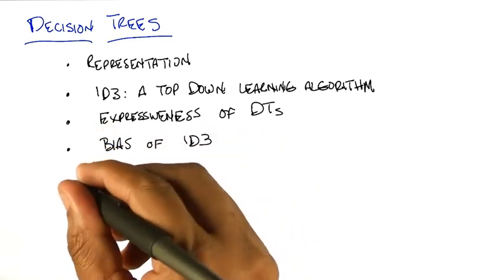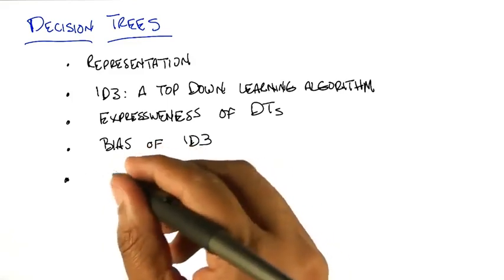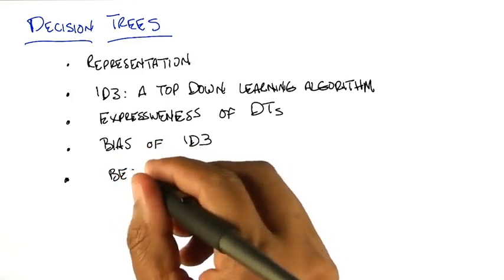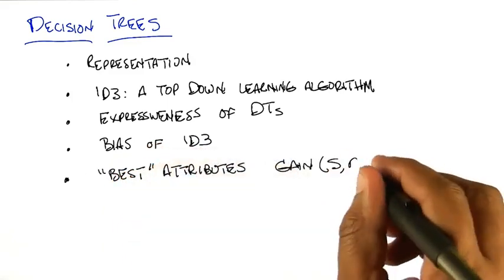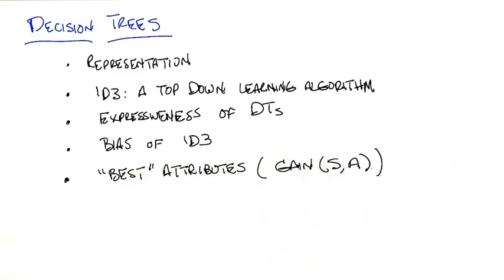Right. So we talked about, in general, what are good attributes or what are best attributes. So information gain is one way of doing it, as one example. And by the way, this notion of best attributes is something we'll end up returning to, sometimes explicitly and sometimes implicitly, throughout the entire course.